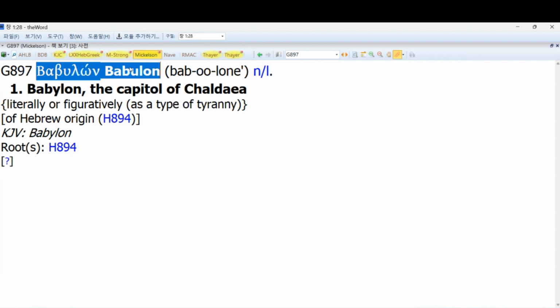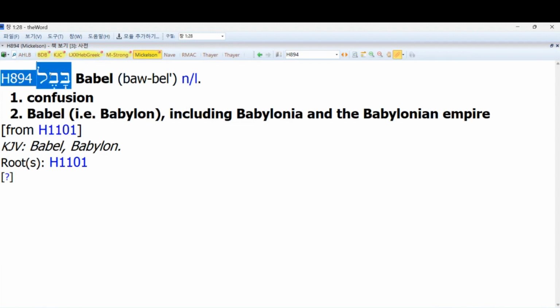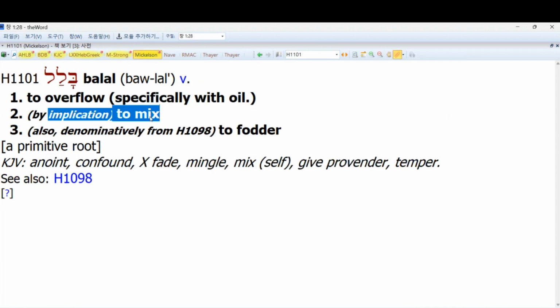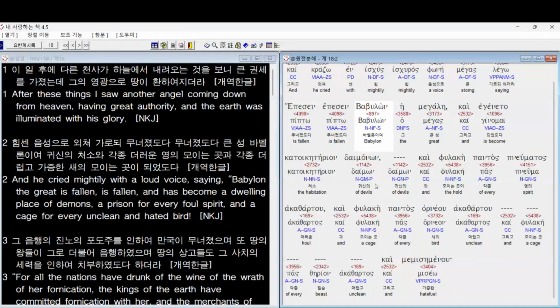So Babylon. Babylon comes from the Hebrew origin 894, which is Babel. Babel means confusion. And this one also comes from 1101, overflow, mixed. So it is mixed knowledge, mingle, confuse, confound. So I define Babylon as mixed knowledge, confused knowledge. That's Babylon.